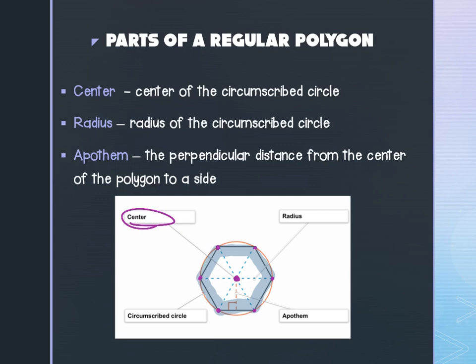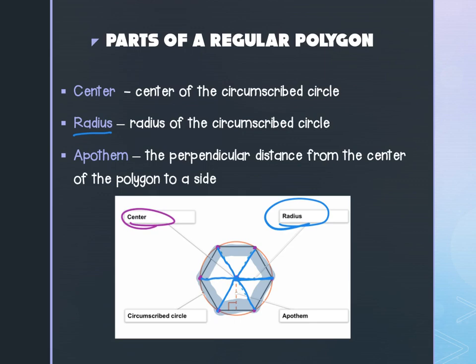The radius is the radius of the circle. It goes from the center to the vertex of my polygon. So sometimes you'll see the actual circle around the polygon and sometimes you won't. But every one of these lines that connects the center to a vertex on my polygon is a radius of that polygon. And then the last one is something completely new, and it's called an apothem.